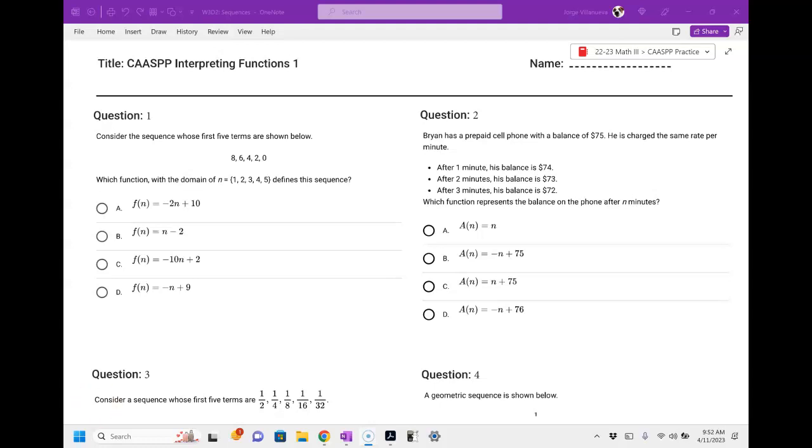All right, so week 3, day 2 of this stuff is interpreting sequences. I know it says functions, but these are sequences. And we're just going to go over how to identify which answers are correct based on the information they give you. Okay, so we'll start working on a couple.